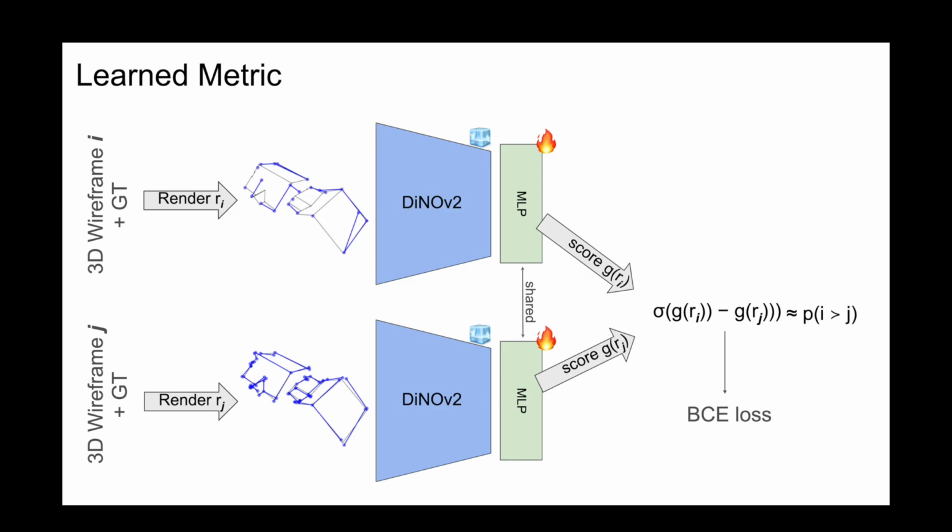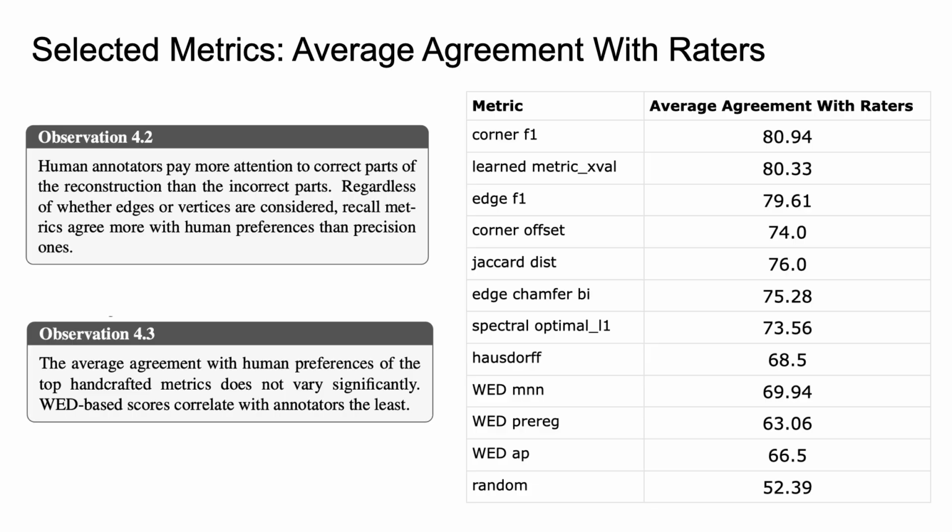Given a pair of 3D wireframe reconstructions I and J, we render each from a canonical pose along with the corresponding ground truth to create a pair of 2D images. We then feed each rendering into a frozen Dino V2 backbone and then extract a score via a shared MLP. Adopting a Bradley-Terry formulation, we model the probability that reconstruction I is better than reconstruction J as the sigmoid of the difference between the predicted scores from the MLP, which we train by minimizing a binary cross-entropy loss using the human preferences as labels. Averaging over a 10-fold cross-validation split, we observe 76% prediction accuracy with respect to the human labels.